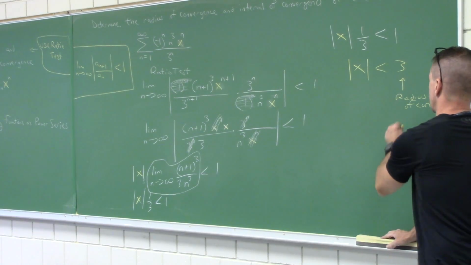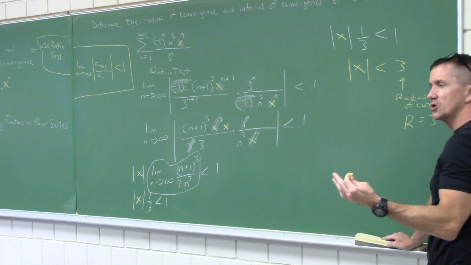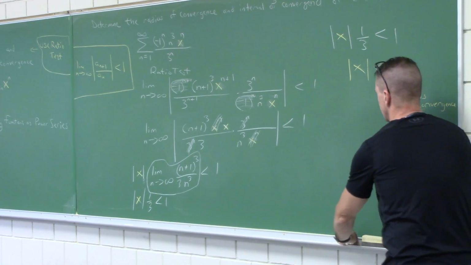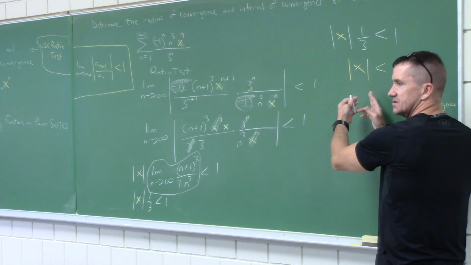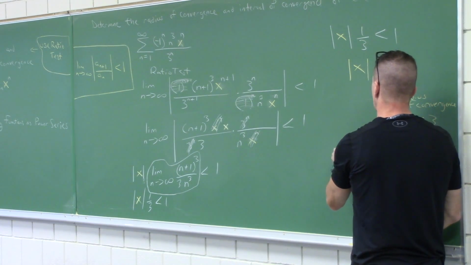You could write r equals 3. But I encourage you to draw a number line. I don't know if you'd find this in the textbook, but can we talk about these x values? Because we just found the values of x that make this converge. Can we draw this on a number line? Sure. Take off the bars.